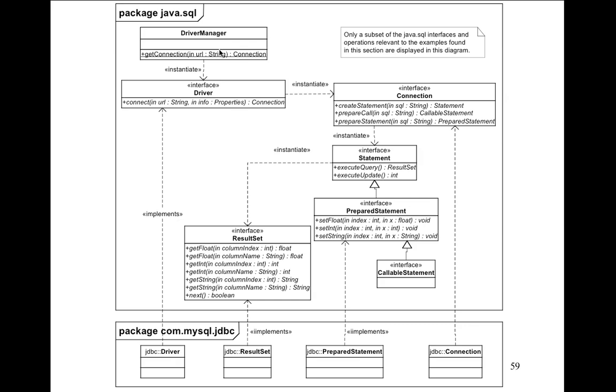You have a connection interface. The connection interface has a statement. The statement might be a prepared statement. So you prepare the statement, you send the statement, you have a result set that comes back, you have a callable statement, or you have a prepared statement. And this will interface with all of the different packages that you're going to need to essentially receive the result set, parse the result set, work with it.